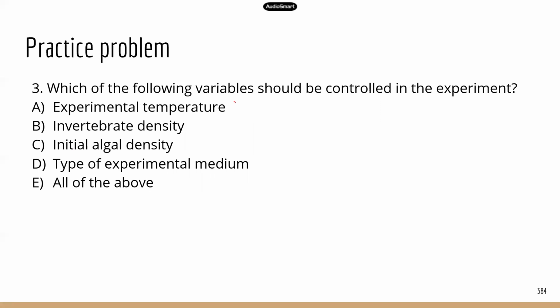Experimental temperature, of course, because temperature definitely affects algal growth. So you want to keep all the groups under the same temperature. Invertebrate density, that's definitely yes. And that's because in group A, you put 3 individuals of species A. And then in group B, you put in 9 individuals of species B.